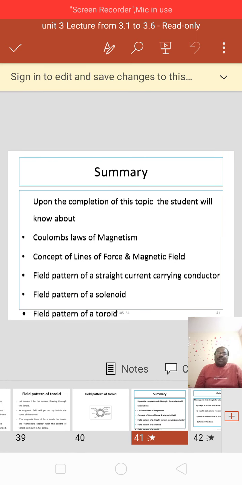Okay. Now, upon completion of this topic, the students will know about Coulomb's law of magnetism, concepts of lines of force and magnetic field, field pattern of the straight current carrying conductor, field pattern of solenoid, and field pattern of toroid.